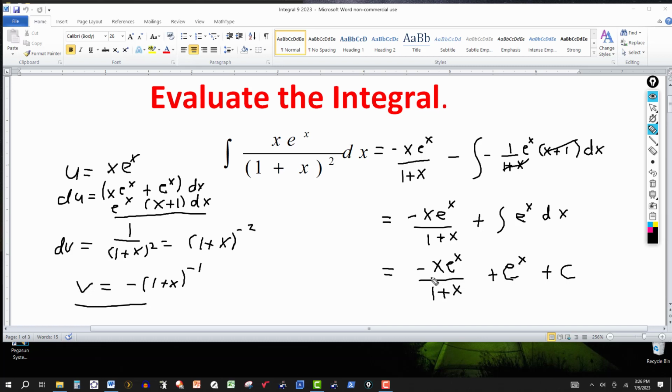So final answer, minus x e to the x over 1 plus x plus e to the x plus the constant of integration. Now you'll work on your derivatives, compute the derivative of this expression right here, and show that it gives you this integrand here.